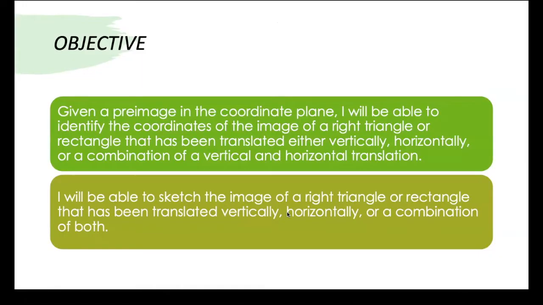Our objective: given a pre-image in the coordinate plane, I will be able to identify the coordinates of the image of a right triangle or rectangle that has been translated either vertically, horizontally, or a combination of a vertical and horizontal translation. I will be able to sketch the image of a right triangle or rectangle that has been translated vertically, horizontally, or a combination of both. That is our weekly learning target.